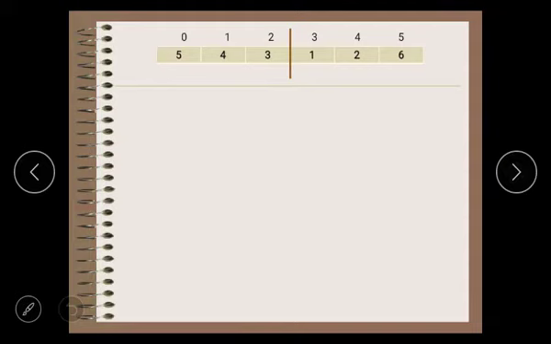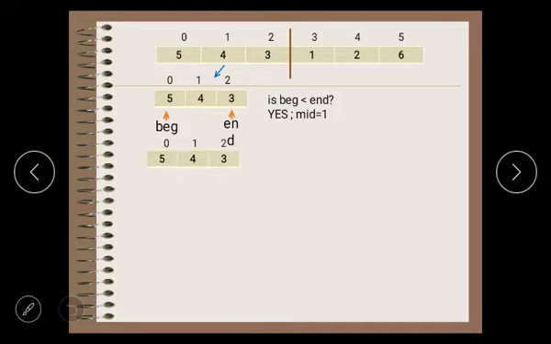First consider the left sub array. So this is the left sub array. Again, take the two variables, beginning and ending. 0 is the beg element and 2 is the end element. Check the condition. Is beg less than end? Yes. So find the mid: 0 plus 2 by 2 is equal to 1. Divide the left sub array into two halves.